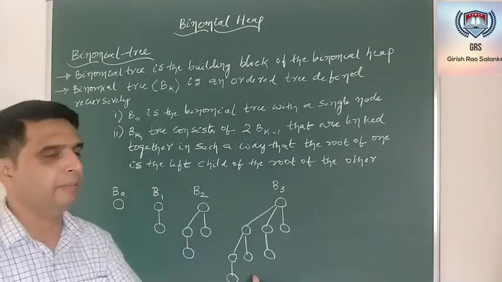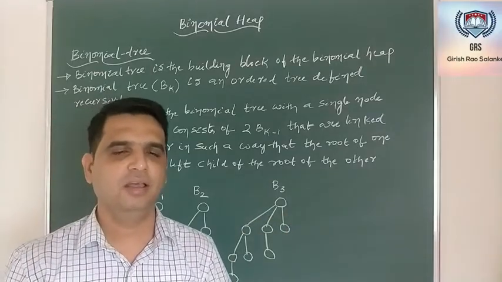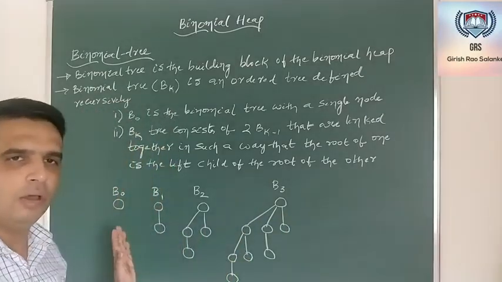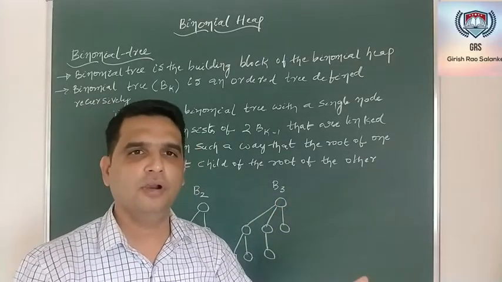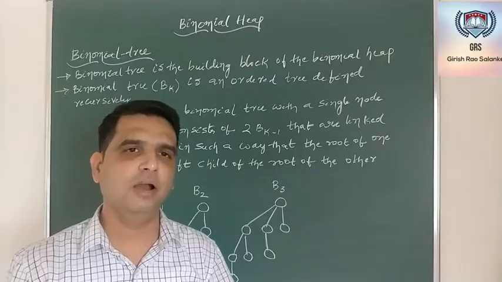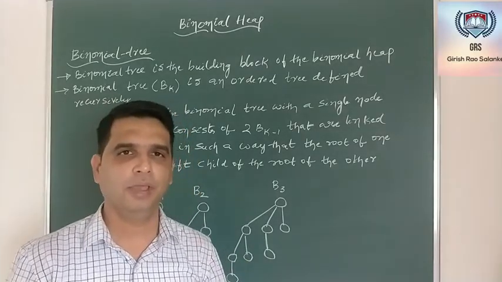This is a binomial tree. Note that a binomial tree can be recursively defined as a singleton tree with just one node, or this is B3. Now what will be B4? B4 is the combination or the linking of two B3s. So this was about what we mean by a binomial tree.